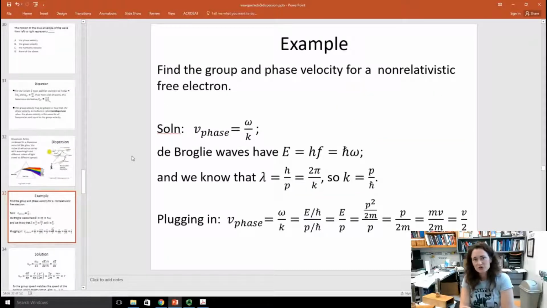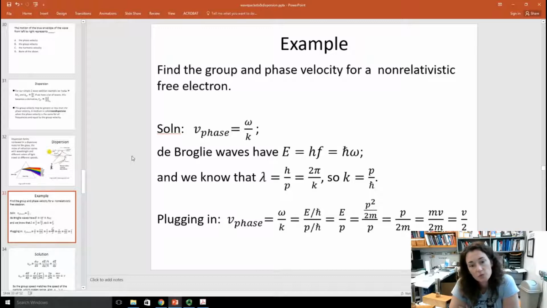Getting back to a non-classical quantum particle though, let's talk about what the group and the phase velocity for a non-relativistic free electron would be. Okay, so here we go. The phase velocity is equal to omega over k. And we know that electrons are also waves, particles and waves. So de Broglie waves have an energy E equal to hf, which is h bar omega. Remember that the angular frequency and the frequency are related to one another via 2 pi.